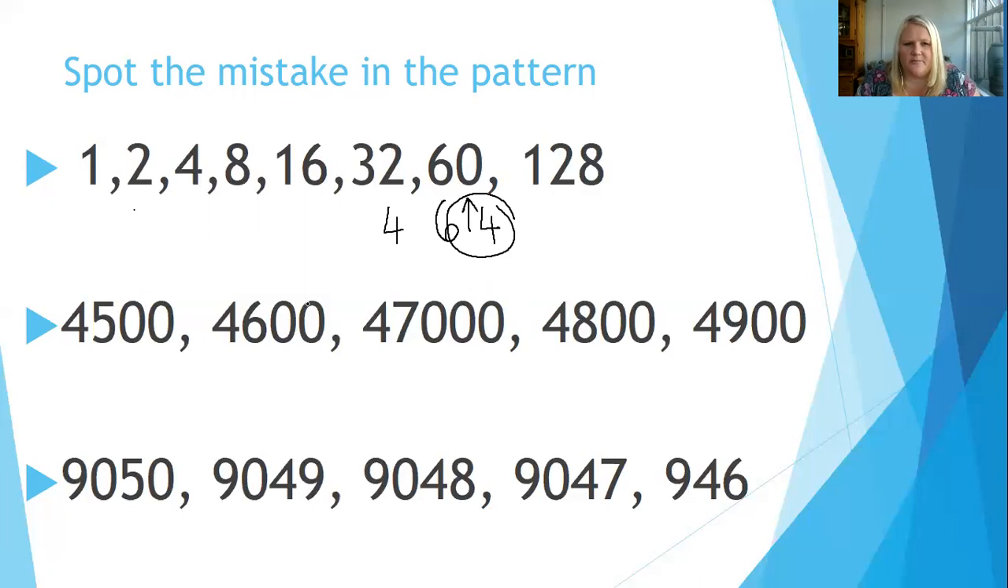What about this one? Can you see the mistake? We've got 4,500, 4,600, 47,000. That's not right, is it? It should be what? You're right, 4,700. Put that in if that helps. What about this one here?